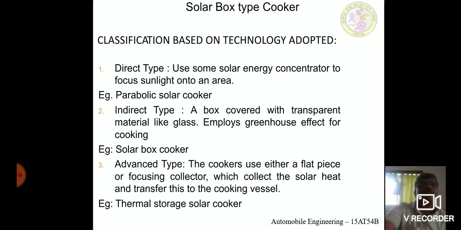In the advanced type, compared to the above two, we have some advancement where a flat plate collector is used. It can be seen in the case of a solar water heater also. The collector receives the heat and emits heat energy to the cooking vessel. In such a case, the best example is the thermal storage solar cooker.